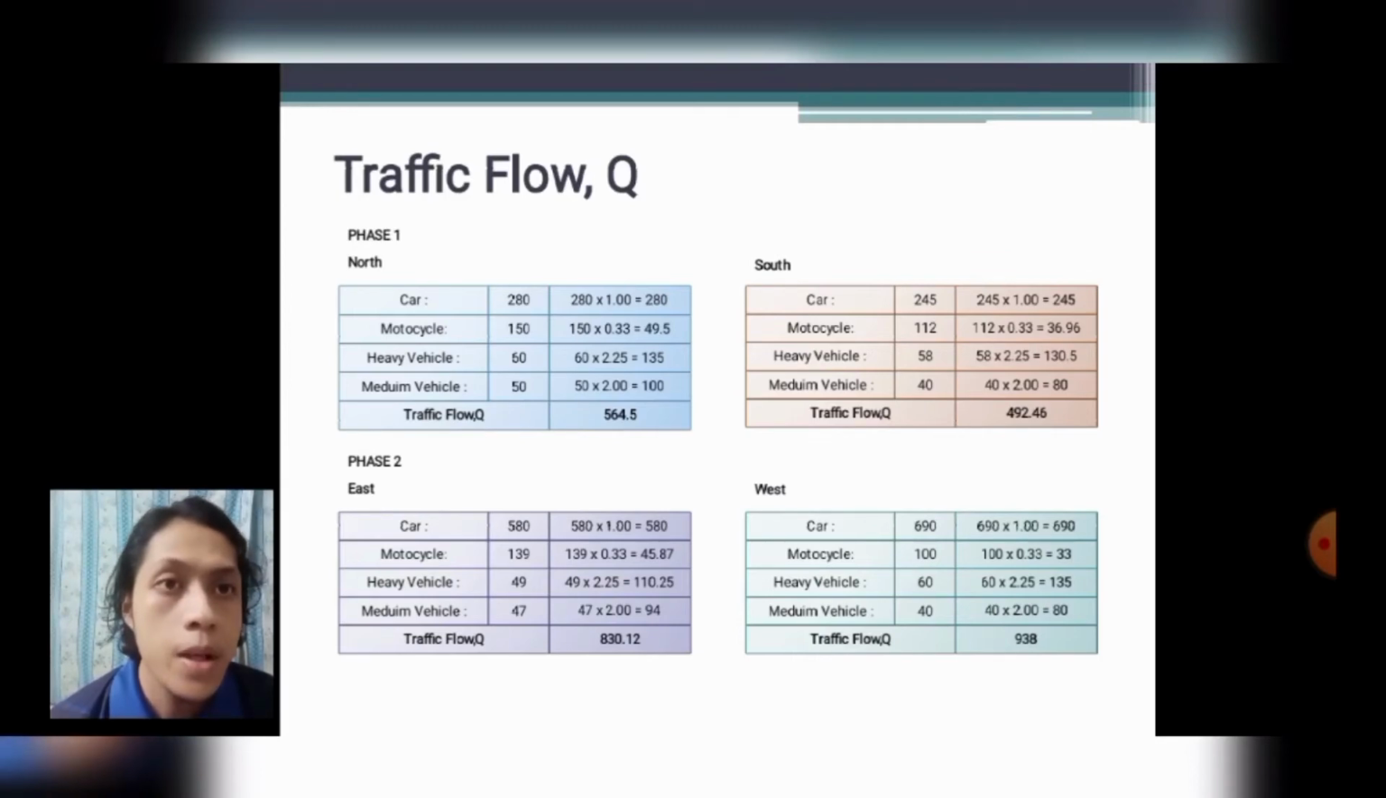After that we will get the value, and we add all the values together to get the total value of Q. We do the step for each part at north, south, east and west. Okay, we just proceed to the next slide.